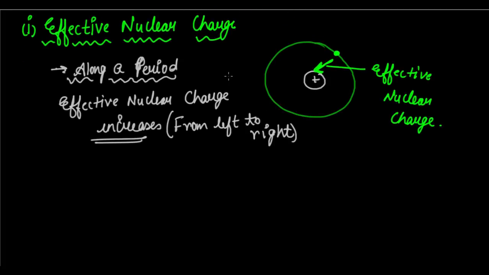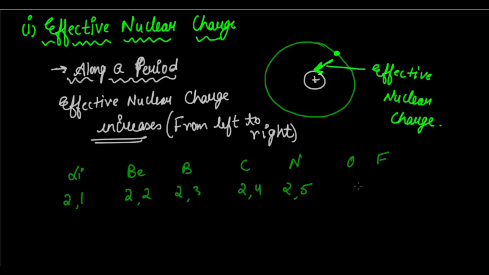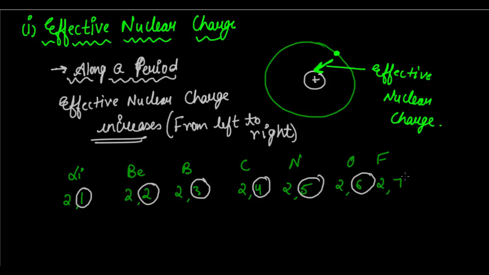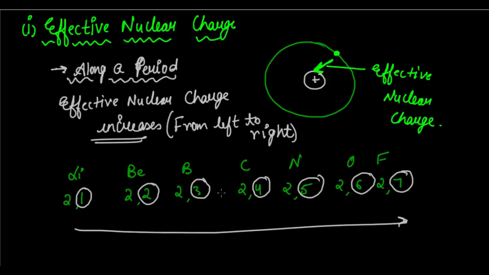So for example, let's take the second period itself: lithium, beryllium, boron, carbon, nitrogen, oxygen, fluorine. We don't usually consider the noble gases. If you see here, we have 2,1; 2,2; 2,3; 2,4; 2,5; 2,6; and 2,7. These are the electronic configurations. Now if we look at the number of valence electrons, they are continuously increasing. As the number of valence electrons increases, the charge on the outermost shell also increases, and hence, as we go from left to right in a period, the effective nuclear charge increases. I hope the variation along a period is absolutely clear.